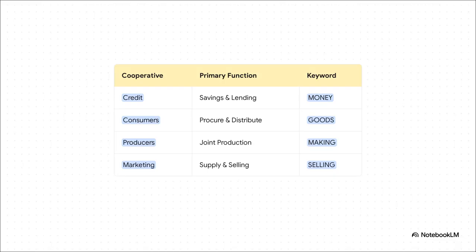Let's boil this all down. I want you to associate one keyword with each of these. Credit is all about money. Consumers is about buying goods. Producers is about making things. And marketing is about selling them. Get your phone out right now and screenshot this table. This is your high-yield summary for review.